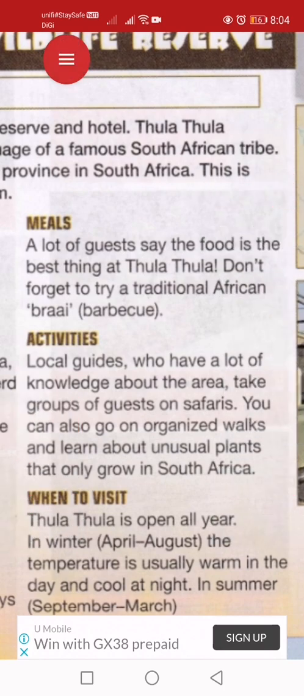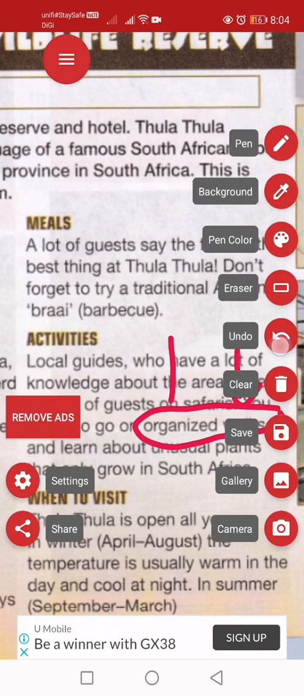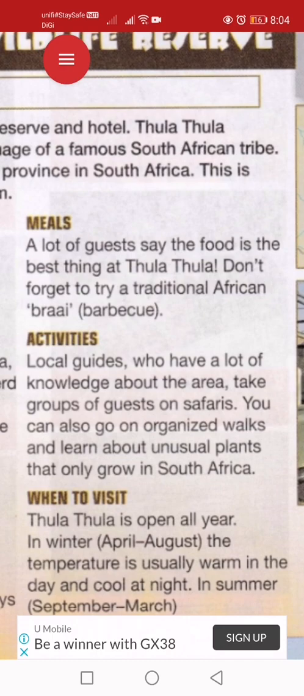You can also go on organized walks. Maksudnya kamu boleh jalan-jalan juga, tapi mesti sudah mengikut masa-masa, tempo-tempo masa yang telah ditetapkan. Tak boleh jalan-jalan sendiri ya kelas, kerana tempat tu bahaya, haiwan-haiwan liar. There are a lot of wildlife animals, so you have to be careful and learn about the unusual plants.